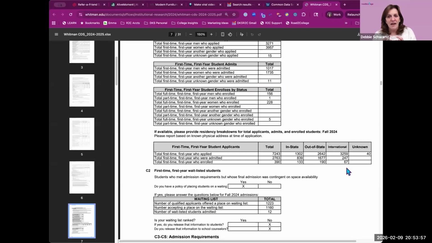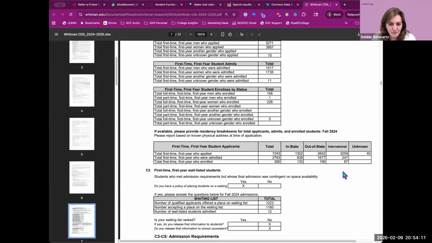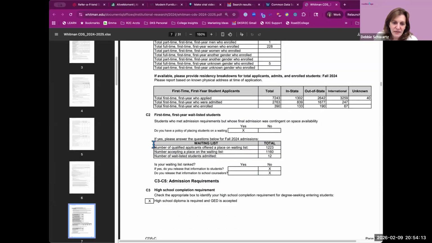So again, what I always say about these Common Data Sets is that they're pieces of a puzzle. There's a lot of data here. It's all kind of telling a story that you have to piece together. Okay, here's some more interesting information.